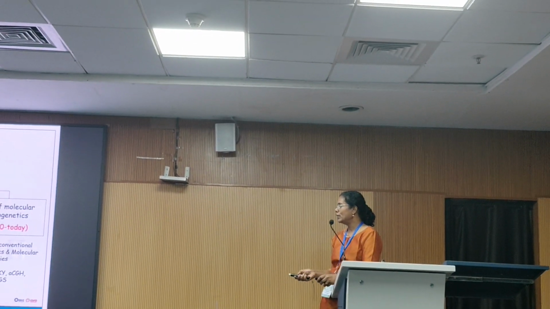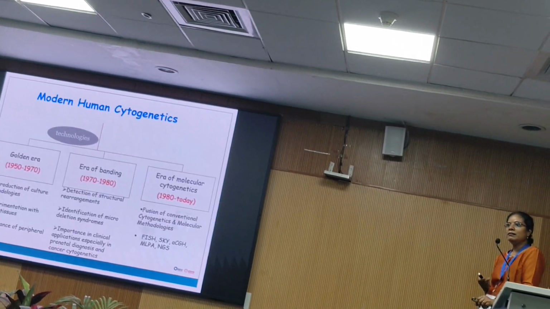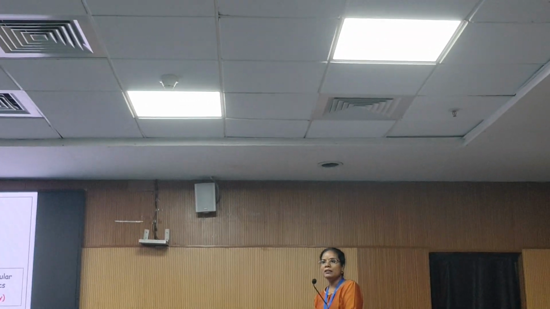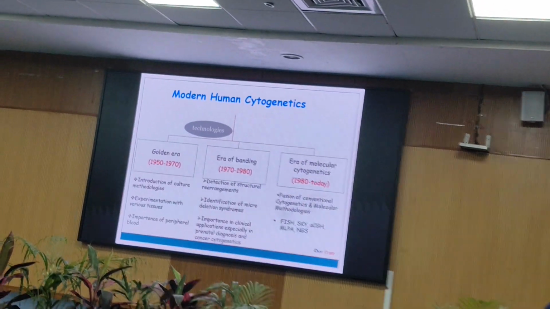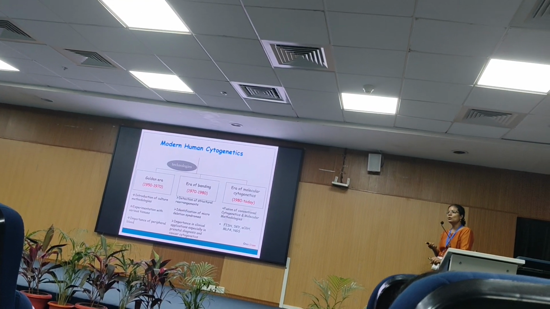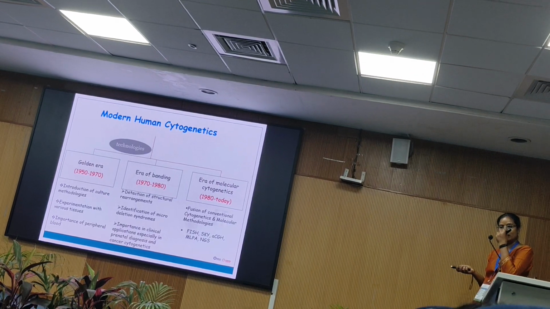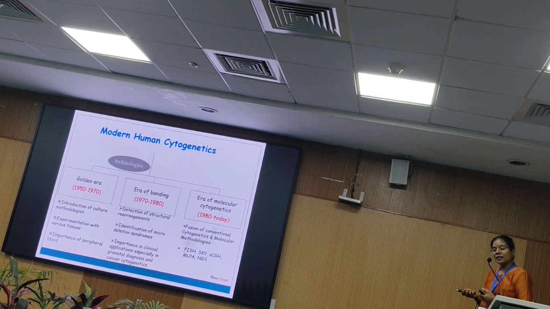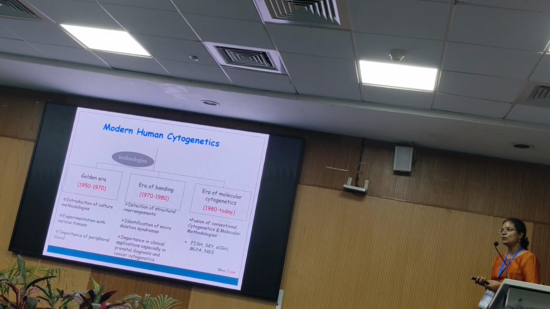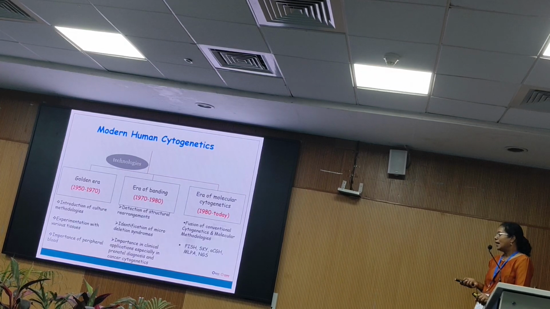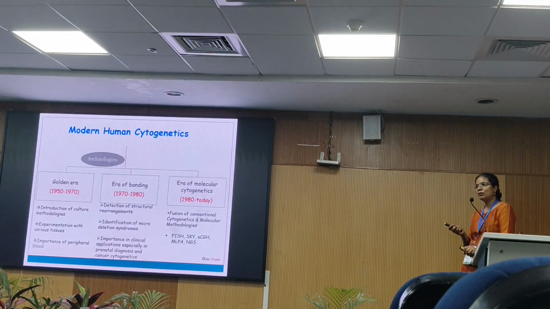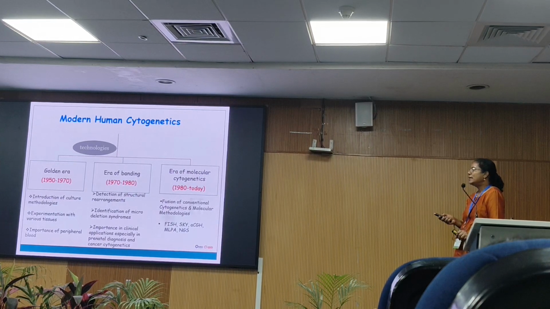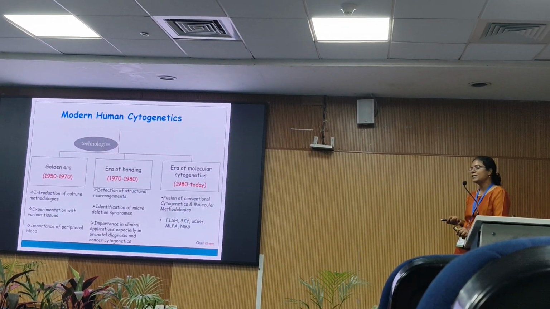The first era, from 1950 to 1960, you can call a golden era, because during this era they introduced the methodology for getting the chromosomes. At first they experimented with various tissues. Earlier when they started cytogenetics, they started with bone marrow samples, and then slowly during this era they came to the conclusion that even peripheral blood can be used for the analysis. During that time they used to take the WBCs and buffy coat, and then they used to culture.